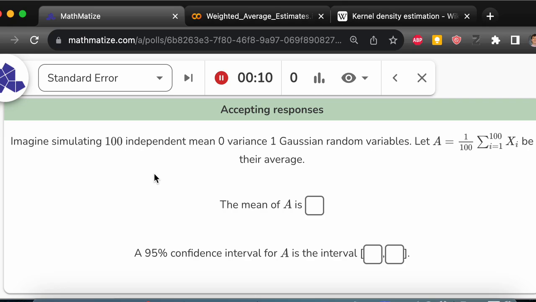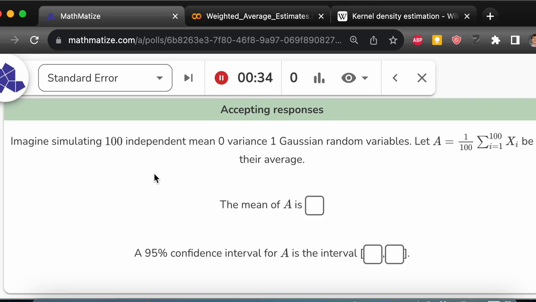So imagine simulating 100 independent, mean 0, variance 1, Gaussian random variables. So this is kind of like rolling 100 dice, right? But instead of dice that have 4 sides, they're dice that can be any number between negative infinity and positive infinity. It's just that they happen to have a bell curve shape between negative 1 and 1. You know, they're very likely to be near 0, and their typical scale away from 0 is 1.